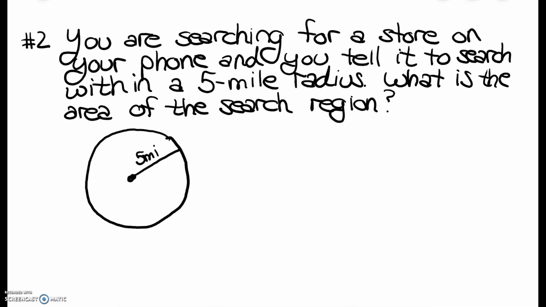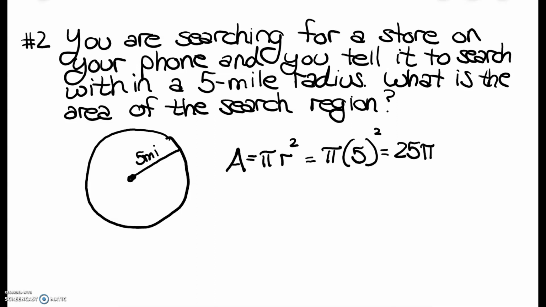So that's really nice because the question is asking us to find the area of the search region. Again, my area formula is pi r squared, and I have the radius this time. So it's pi times 5 squared, which is 25 pi. And what units will this be in? This will be in miles squared. So in terms of pi, that is the area of the search region I asked my phone to search in.